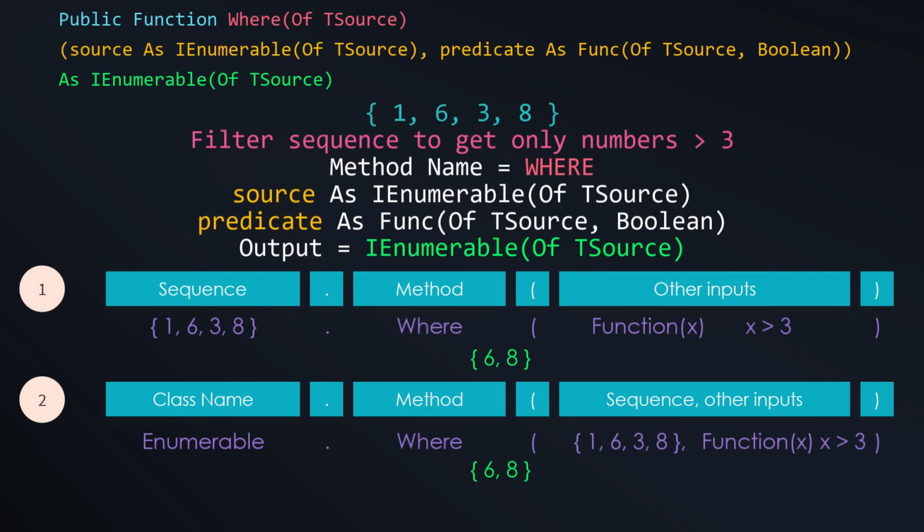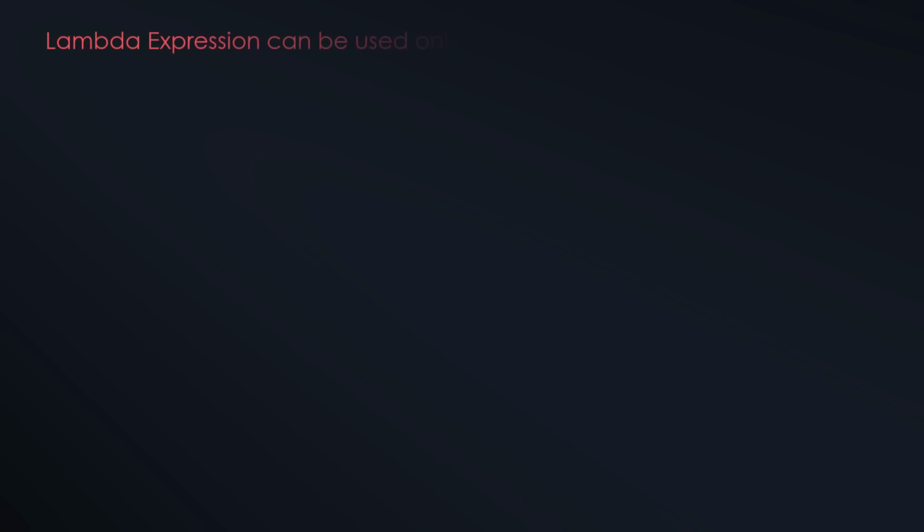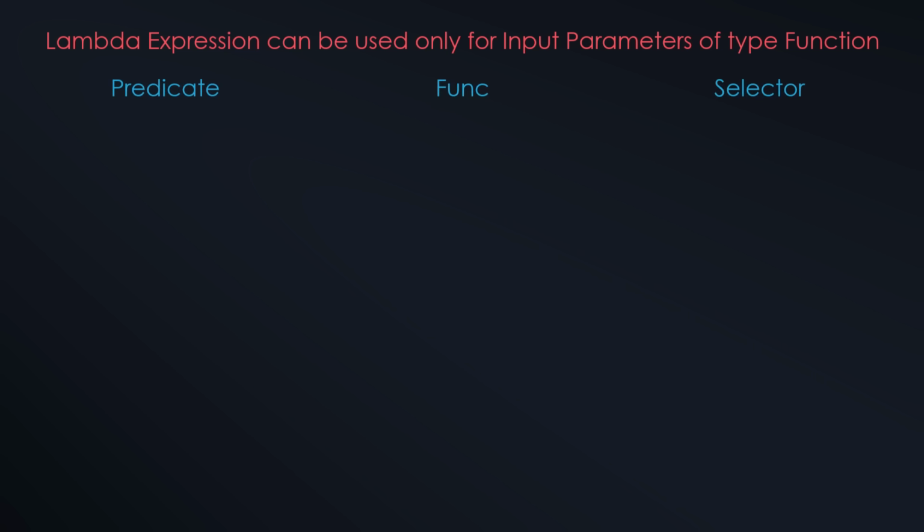Before ending this video, let me summarize the most important points. Lambda expression can be used only for input parameters of type function. Input parameters could have one of these three names: predicate, func, selector. Predicate is used once we have to set an expression which returns true or false. Selector is used once we have to select elements from a sequence, without having to set an expression which returns true or false. Func is used only in the aggregate method. All these names are to select elements from a sequence, but the way how to select is different.